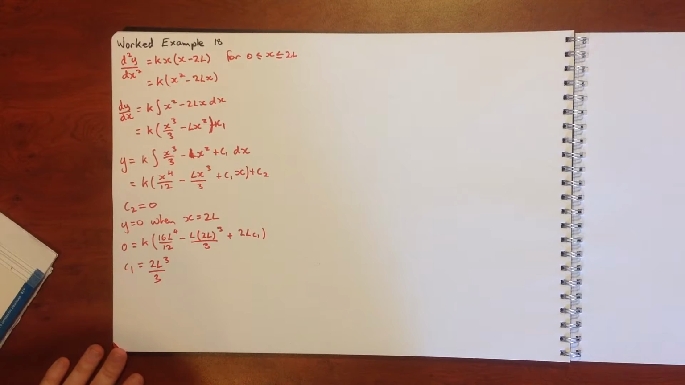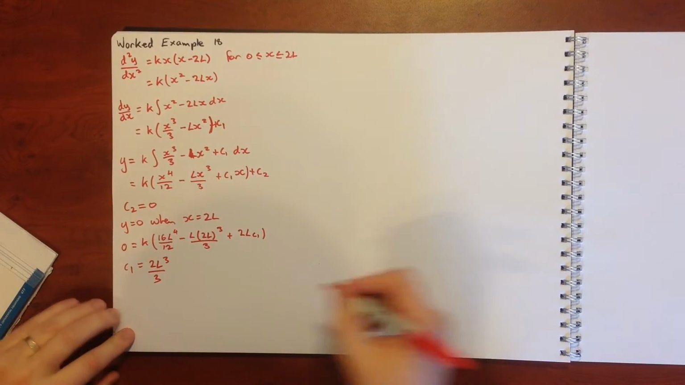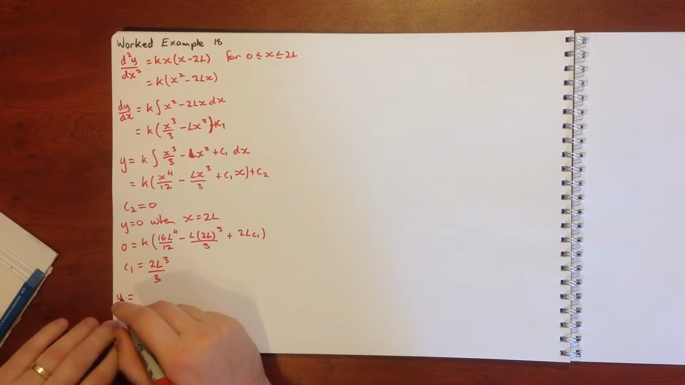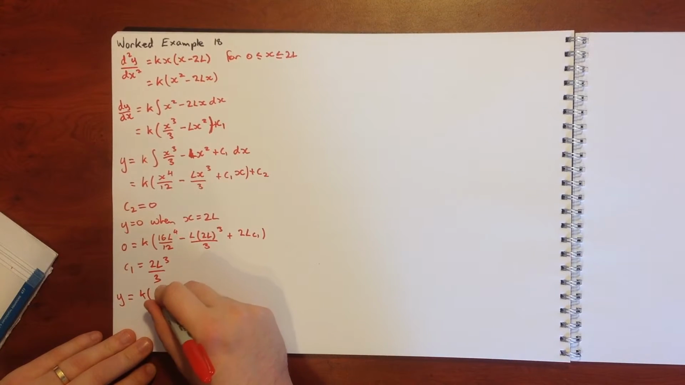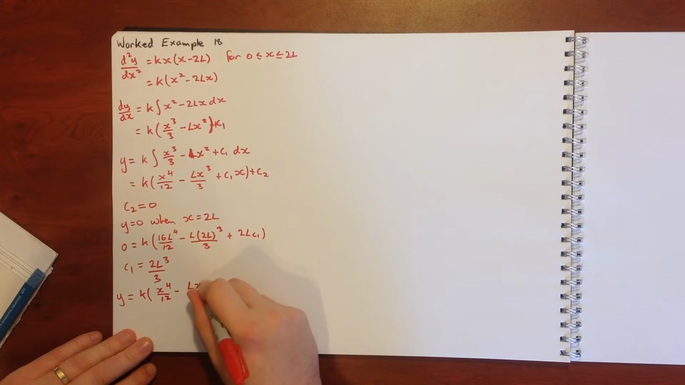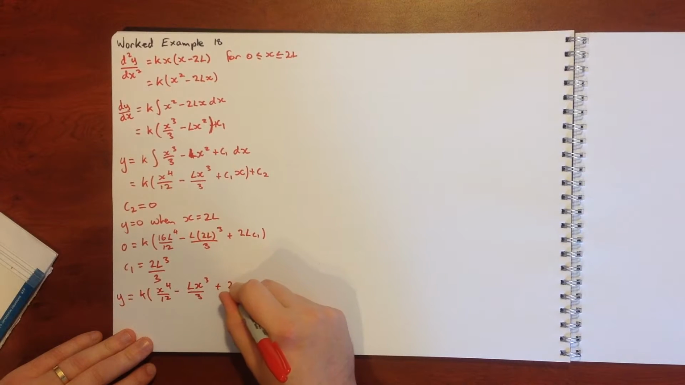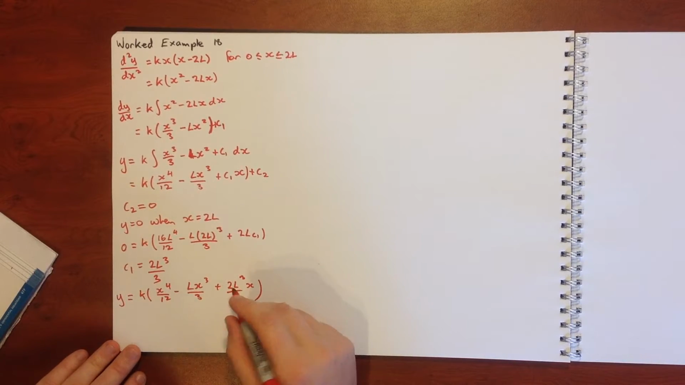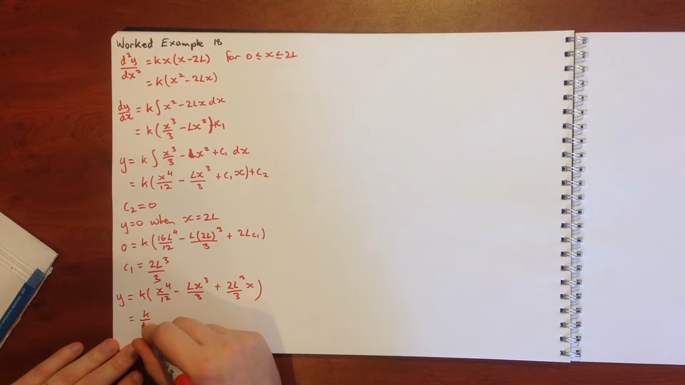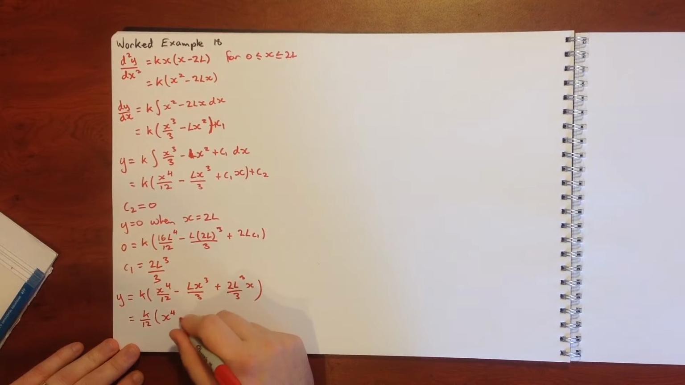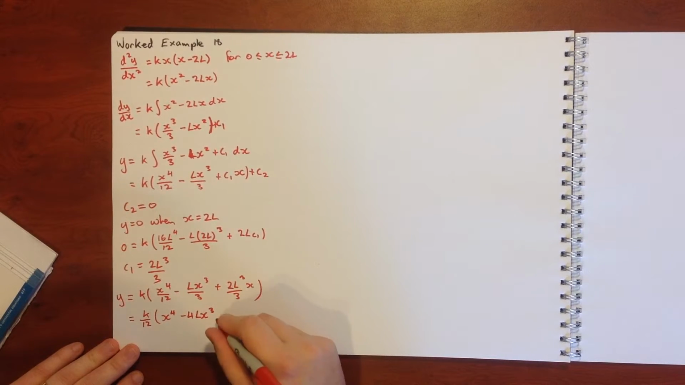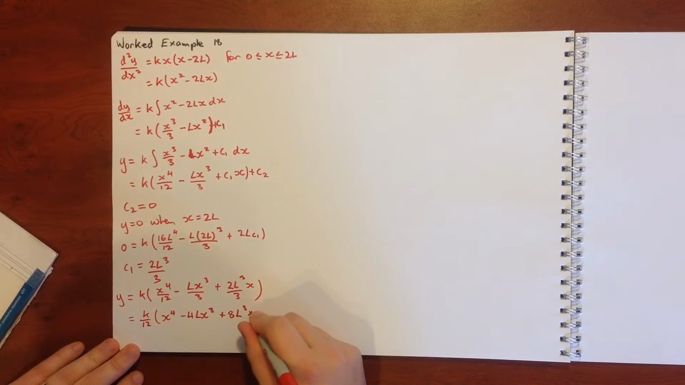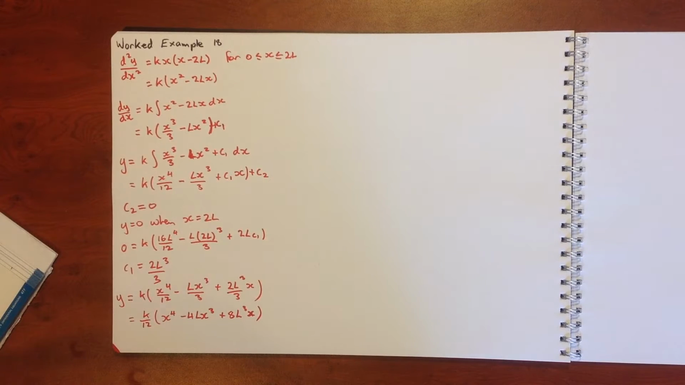So we've managed to do that. Now we want to simplify our solution. By subbing everything back in, we can say that y is equal to k outside of x to the 4 on 12 minus Lx cubed on 3 plus 2L cubed on 3 x. We can simplify that and say we've got k on 12 outside of x to the 4 minus 4Lx cubed plus 8L cubed x.